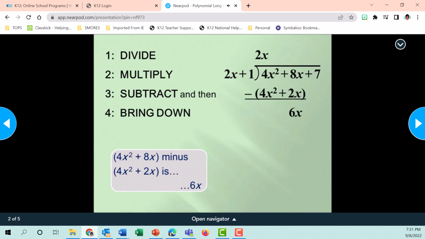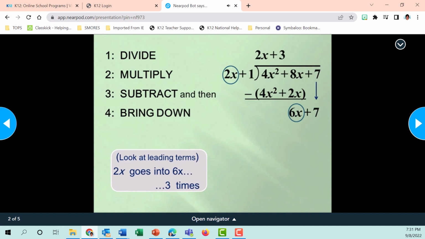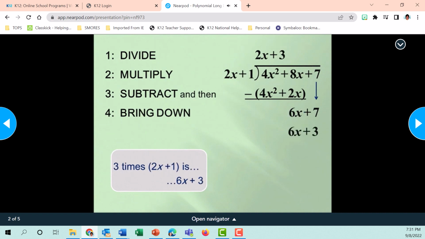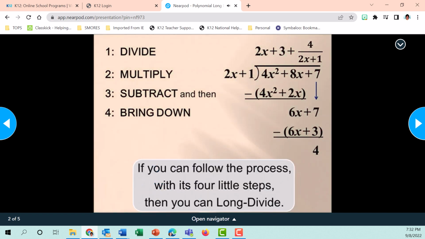Multiply, subtract and then bring down. Do it all over till you can't bring down anymore. Divide, multiply, subtract and then bring down. If you can't bring down, bring it on. If you can follow the process with its 4 little steps, then you can long divide.